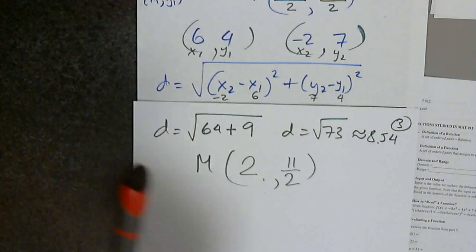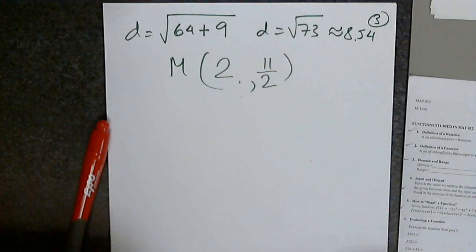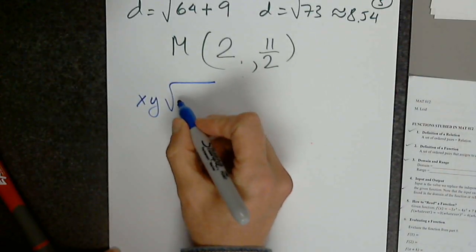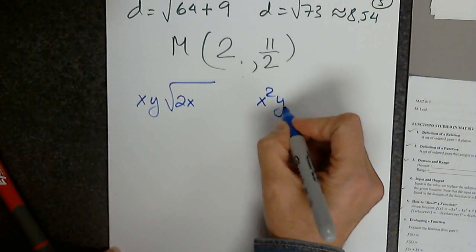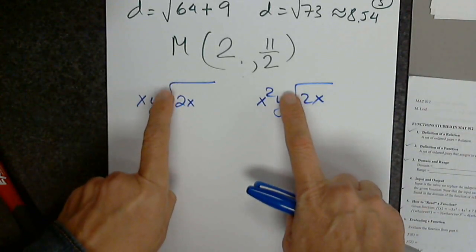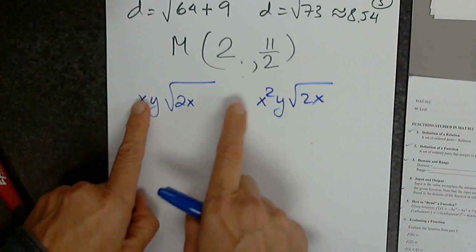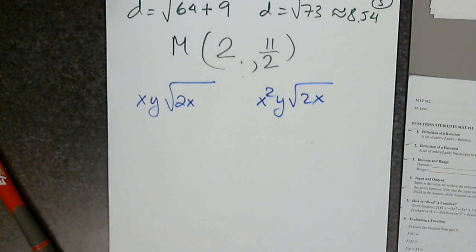So let me give you a couple of examples with like radicals and unlike radicals, and you'll tell me which ones can be added or subtracted. For example, xy the square root of 2x and x squared y the square root of 2x. Are these two like radicals? No. They do have the same radical in the sense that it's the same index, the same radicand. They do have the same variables outside, but the variables don't have the same power. So these two radicals cannot be added or subtracted.